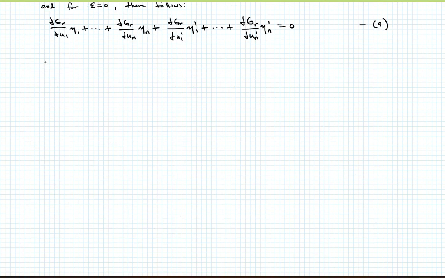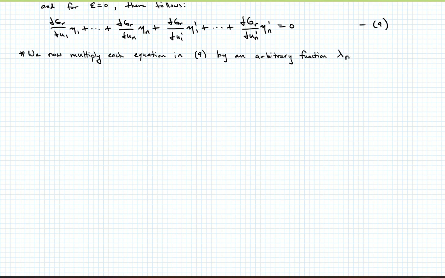So somehow we need to figure out a way to account for the mutual dependence of the eta functions. What I'm going to do next isn't obvious, but hopefully it'll become clear in retrospect. We're going to multiply each equation represented by equation 9 by some arbitrary function, which we're going to call lambda r. R corresponds to the particular GR we're looking at, and it'll be a function of x. It's going to be called a Lagrange multiplier function. And then we're going to add all the resulting equations to get the following.